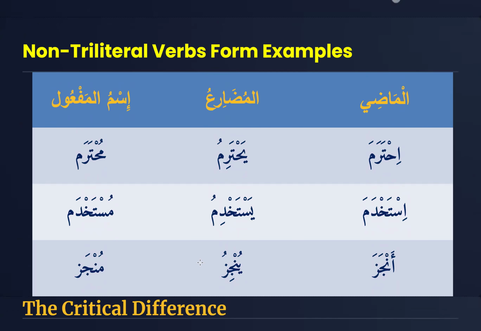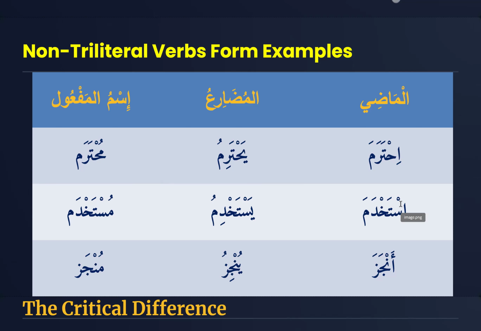So for example, we have the verb ihtarama here. Ihtarama means to respect, and he respected. So what's the mudari of it? Yahtarimu. Ihtarama, yahtarimu. And so the ismu maf'ul will be: change the ya to mim with dhamma, mu, and the second last letter will be fatha. This is the opposite of what we do for ismu fa'il. For ismu fa'il, you do the same thing, but the second last letter will be kasra. So it will be muhtarim, meaning the one that is respecting. But here muhtaram, the one that is the respected person.